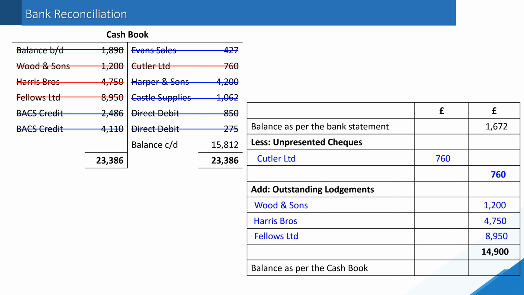The moment of truth is this balance. So I'm going to take my balance as per the bank statement. I'm going to deduct my unpresented checks of £760. I'm going to add my outstanding lodgements of £14,900, and that gives me a balance as per the cash book of £15,812. And that gives me confidence I've done things correctly, because the two closing balances agree on the two separate financial statements.